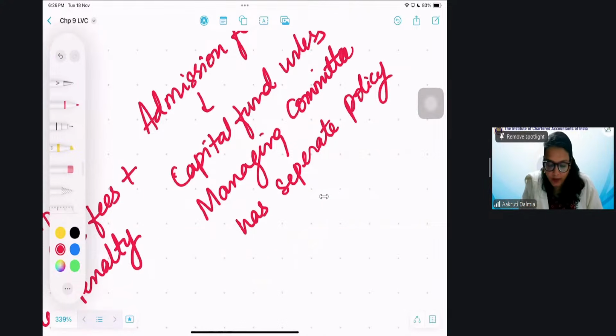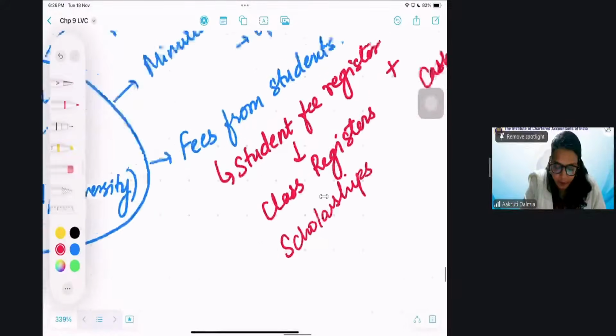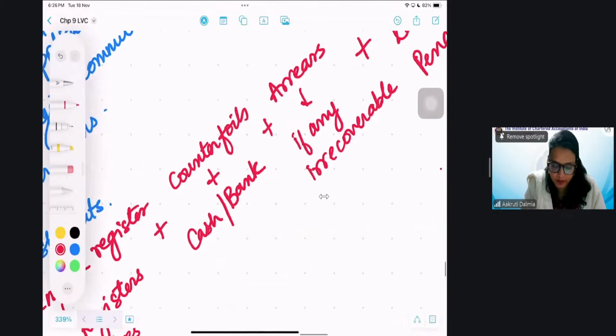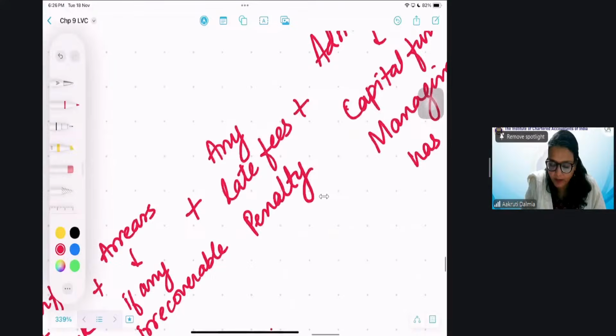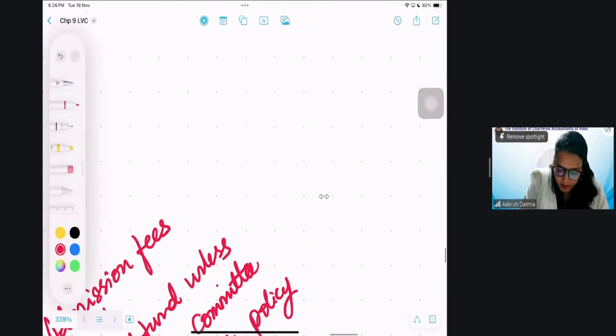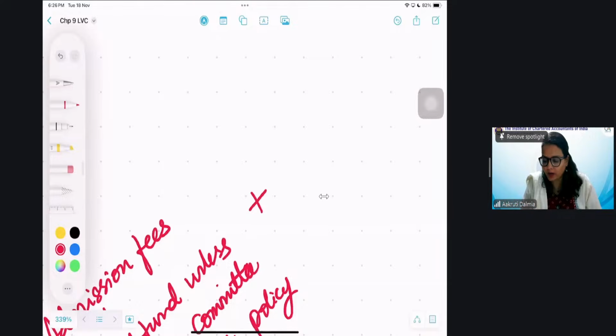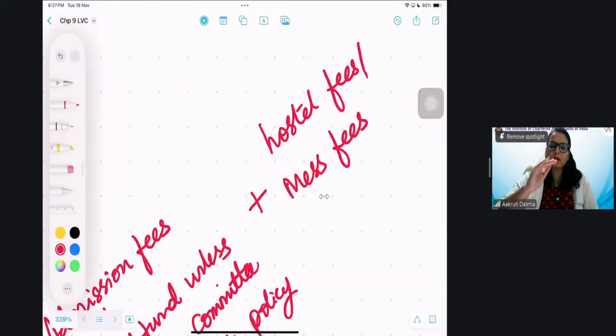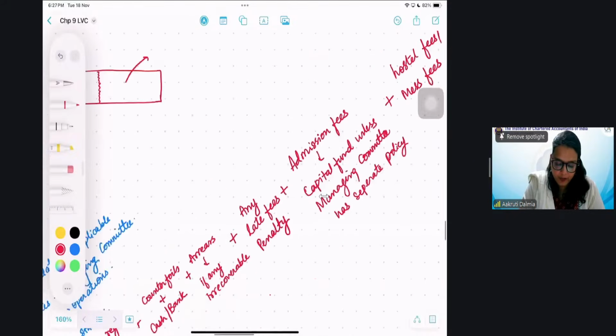Late fees, all these are done. What is another fee that they can get from students? We have done student fee register, class register, normal fees, counterfoils, cash and bank, arrears, late fees, penalty, admission fees, yearly fees, exam fees, everything is done. Another thing is hostel fees, mess fees. Exam fee, stationery fee, that comes in a single receipt only. So that is normal fees. Hostel fees, mess fees, all this can be different kinds of fees from students.